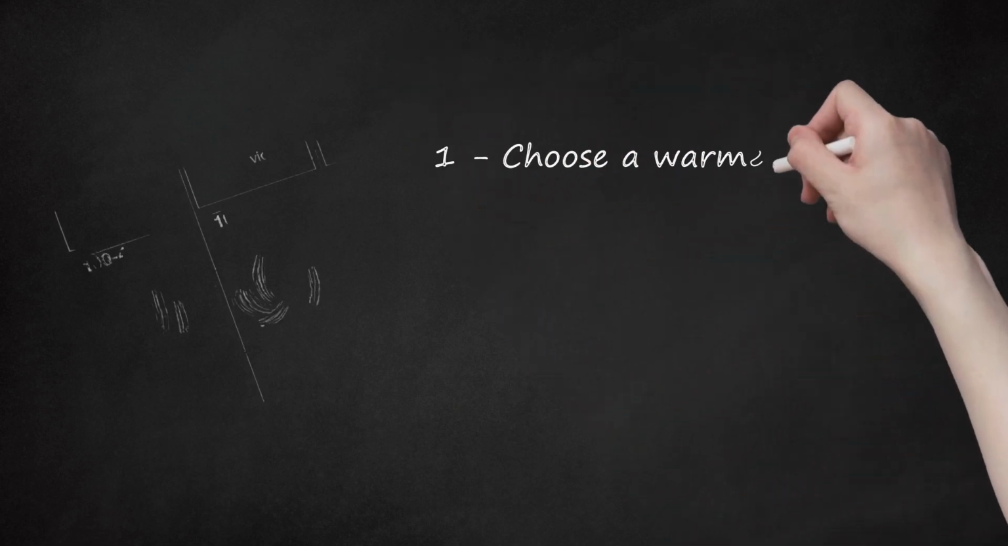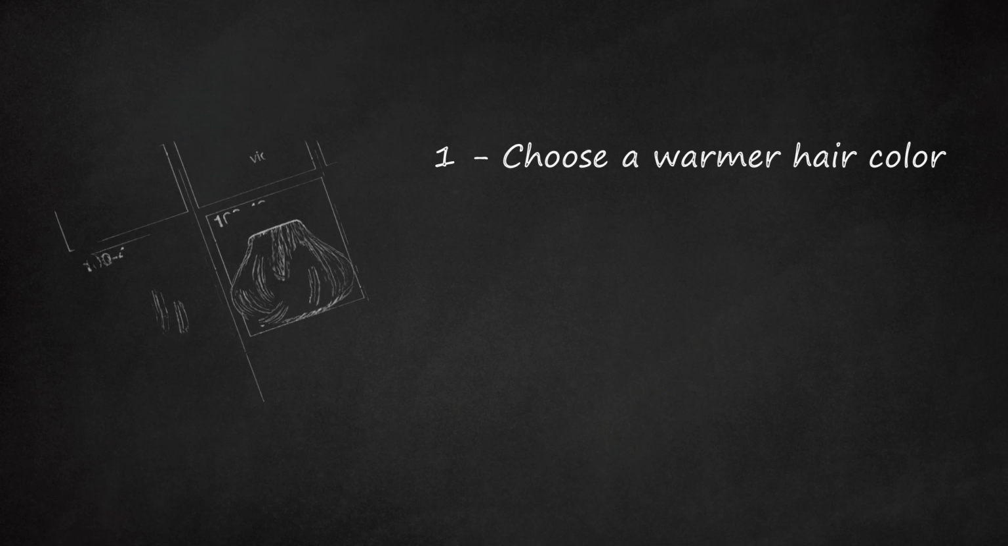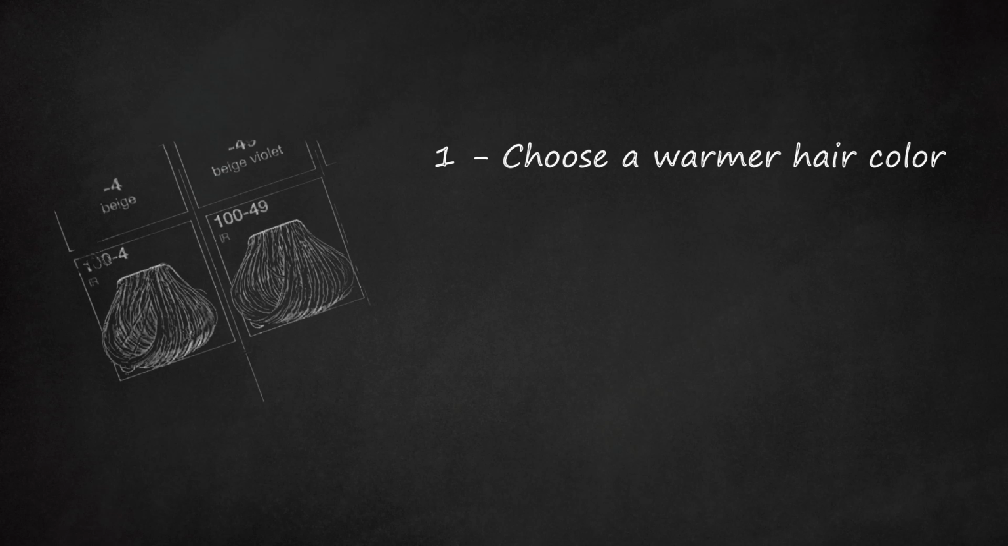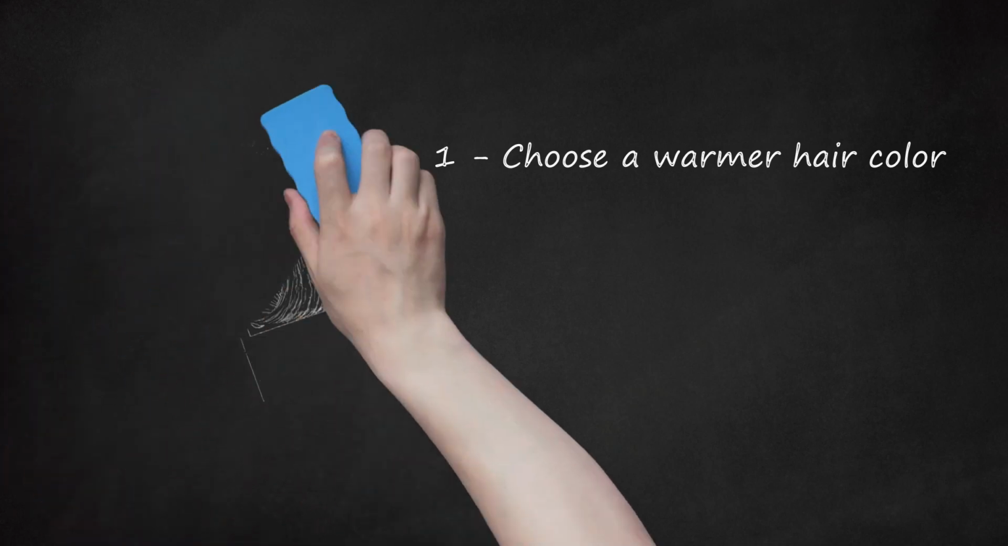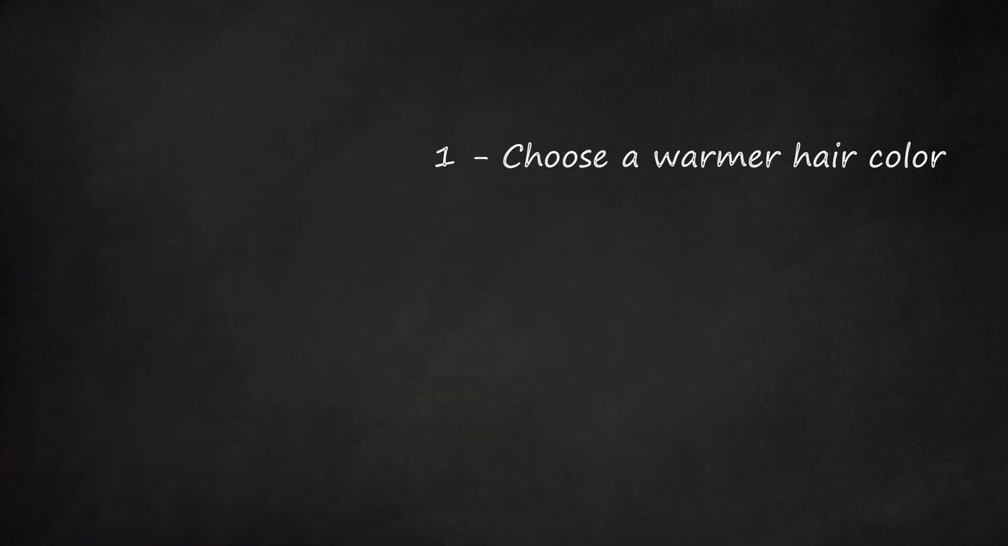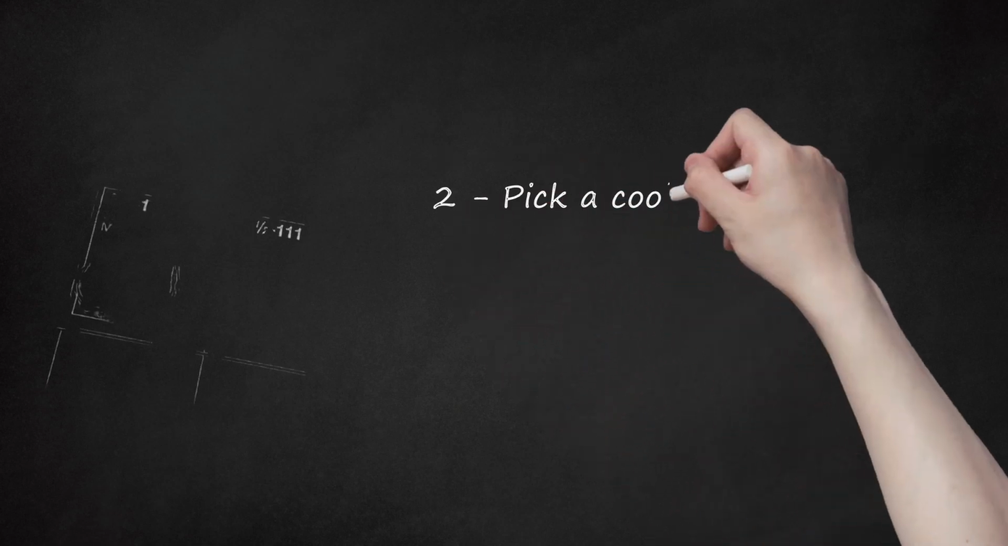1. Choose a warmer hair color. If you have olive skin with a warm or yellow undertone, choose a golden color for your base. For example, choose a honey blonde, auburn, chestnut, or mocha color. If doing highlights, try a warm red color to really bring out the warmth of your skin tone. 2. Pick a cool hair color.